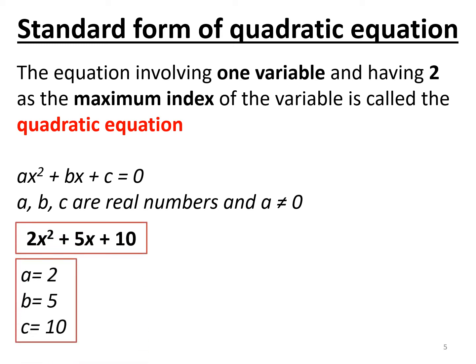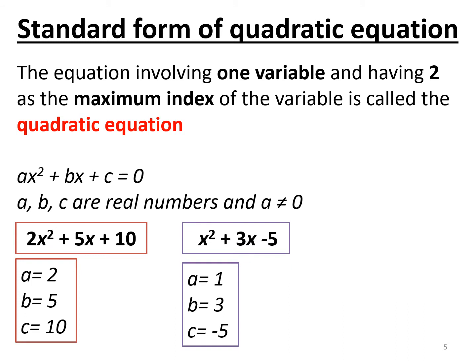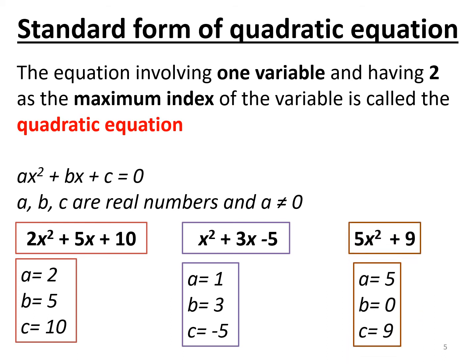So I take the first example, 2x square plus 5x plus 10. When I compare it with my general equation ax square plus bx plus c, a is equal to 2, b is equal to 5 and c is equal to 10. One more example, x square plus 3x minus 5. On comparing with my general equation, the value for a is 1, the value for b is 3 and the value for c is minus 5.